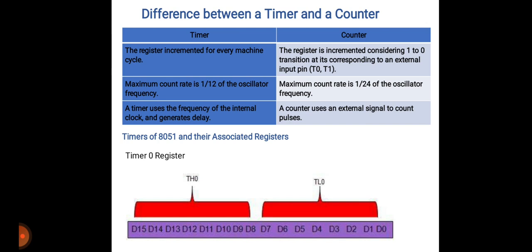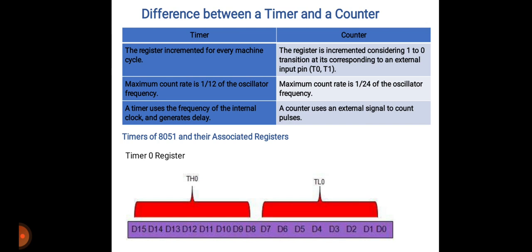The next one is the timers of the 8051 microcontroller and their associated registers. First of all, it has two timers, timer 0 and timer 1. We already know that, and they can be used as timers or as event counters, or both. Timer 0 and timer 1 are 16 bit, that is 8 bit and 8 bit. Since the 8051 follows an 8 bit architecture, each 16 bit timer is accessed as two separate registers, a low byte and a high byte.